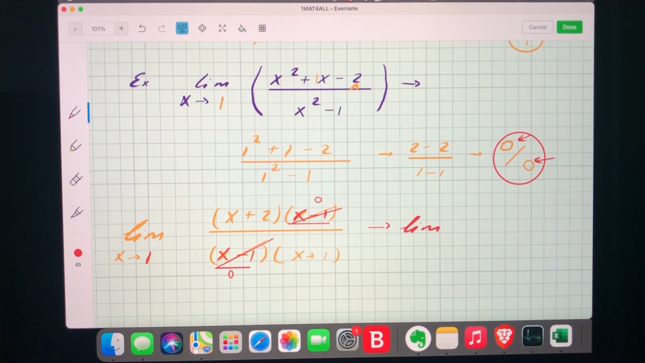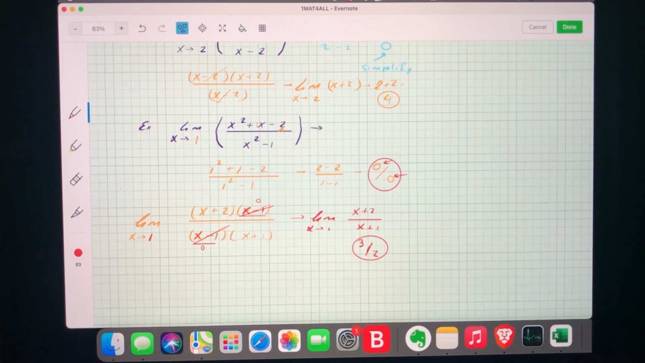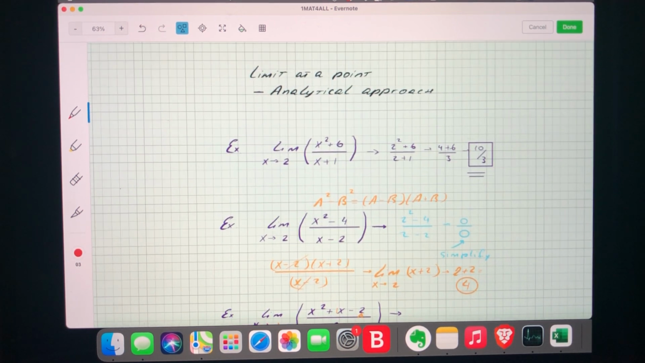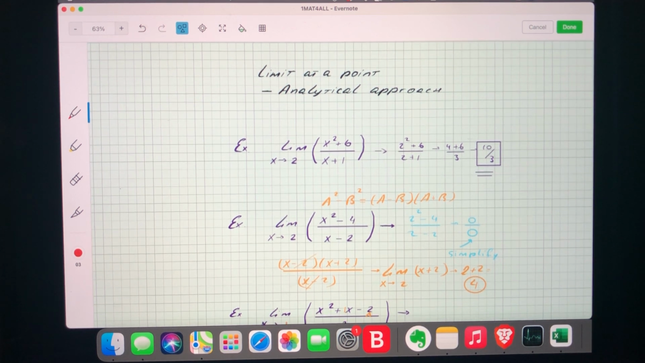So now we get the limit as x approaches 1 of x plus 2 over x plus 1. Plugging in 1, we get 1 plus 2, which is 3, divided by 1 plus 1, which is 2, and so the limit is 3/2. And that's how to use the algebraic approach to find the limit at a point.